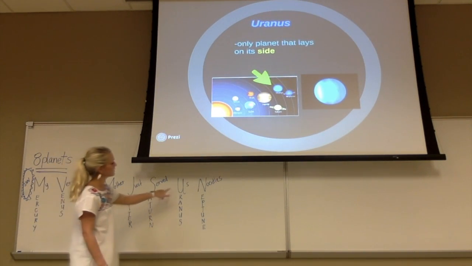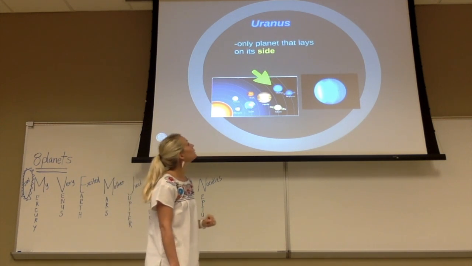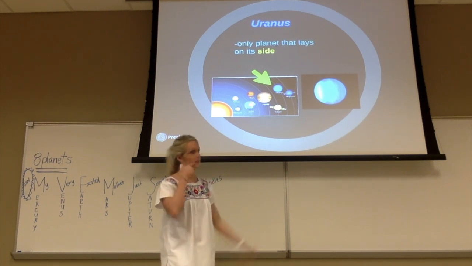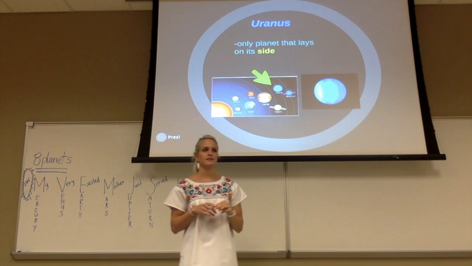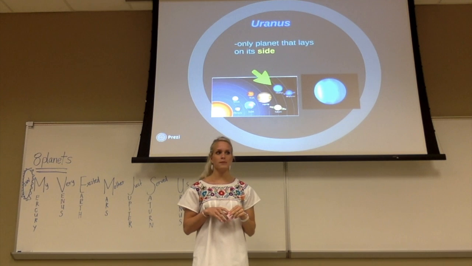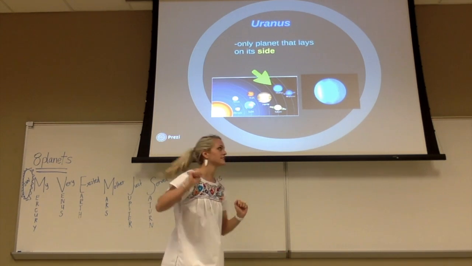We have Saturn, and next we have U for us. What is it? Uranus. It's the only planet that lays on its side. So go ahead and write side in your blank, because that's the yellow word. Okay, so who can tell me what they think that means? Lays on its side. Well, it's not upright. It lays like this, right? It's kind of like on its side.